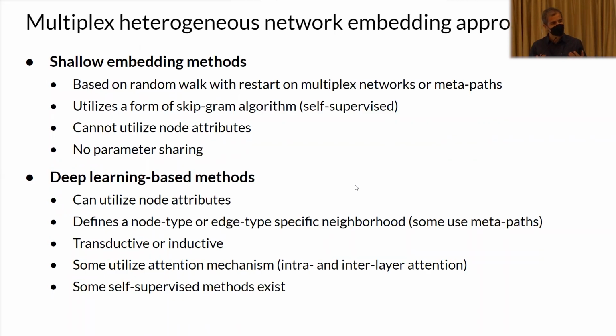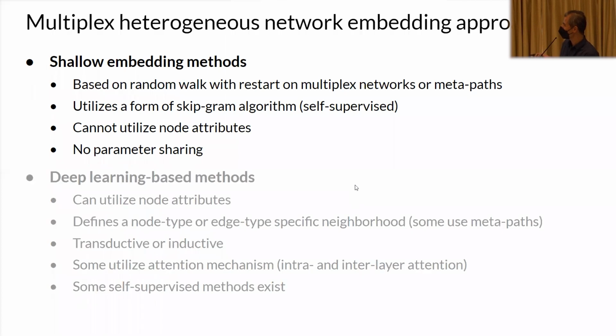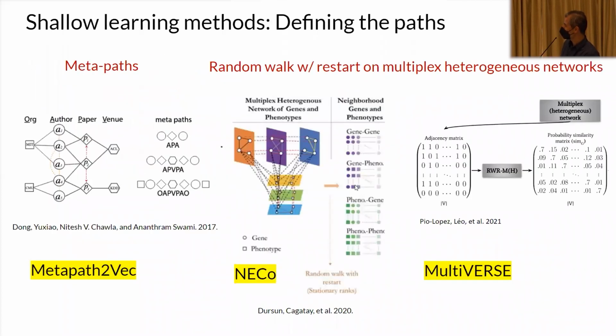So as in regular graph representation learning, there are two main streams, shallow learning and deep learning. And the disadvantages are really similar to what Arjun explained, so I'm not going to go too much into detail. For the shallow learning, I'll give some examples. There are two main steps. One is how we're going to define the paths for the nodes that we are trying to embed.